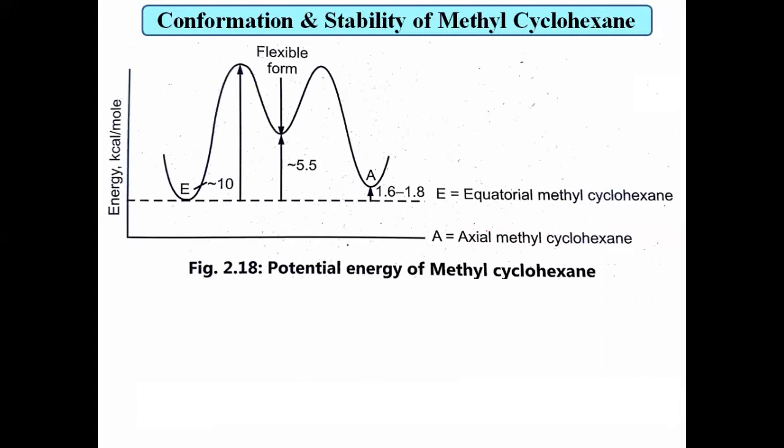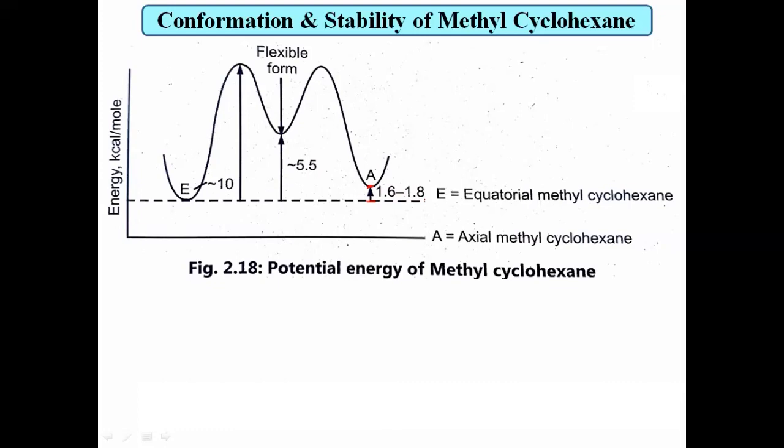Okay, we can show this by using a figure also, the potential energy curve. Suppose this is the E for equatorial methylcyclohexane, the equatorial isomer, and this is the A, which is nothing but the axial isomer. Suppose the equatorial isomer has less energy, सर्वात कमी energy आहे, म्हणजे energy कमी, stability जास्त, and it converts into axial form मध्ये, आणि axial form आणि equatorial form यामध्ये असणारा energy gap आहे, it is about 1.6 to 1.8, म्हणजे तो कमी आहे.